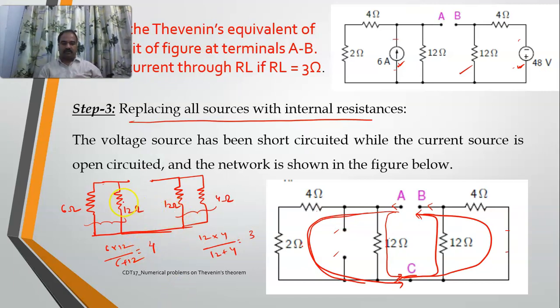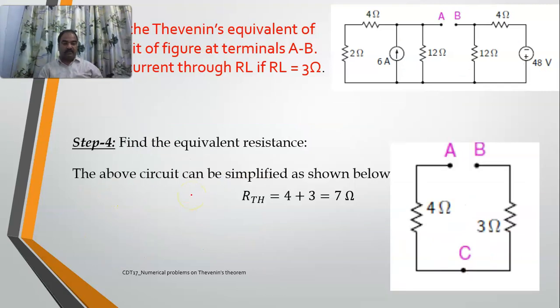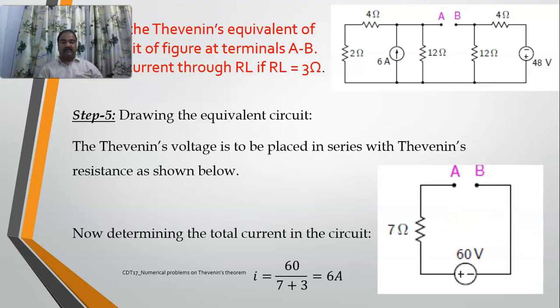So now I'll replace this entire one with 4 ohms. I'll replace this entire one with 3 ohms. So this is my network, 4 and 3. Now if you carefully see, these both are in series. So I'll take it as 4 plus 3 is equal to 7 ohms. So RTH is equal to 7 ohms. Okay. So this is the way how we determine the VTH and RTH. So VTH we have obtained as 60 volts, RTH is 7 ohms.